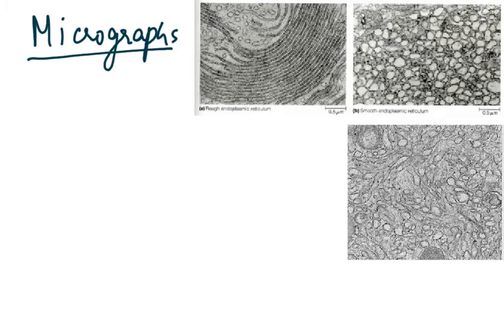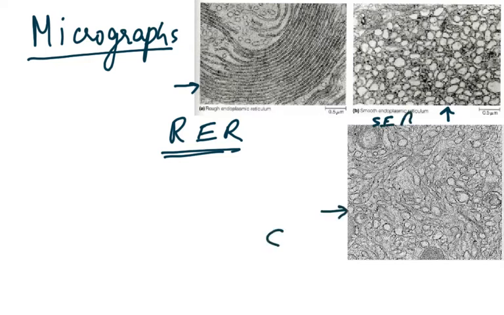You must be able to identify the micrographs. Now as you can see, this one is the rough endoplasmic reticulum, which is also abbreviated as RER, and this is the smooth endoplasmic reticulum, which is called the SER. So SER and RER, these are the two which you have to identify in micrographs.